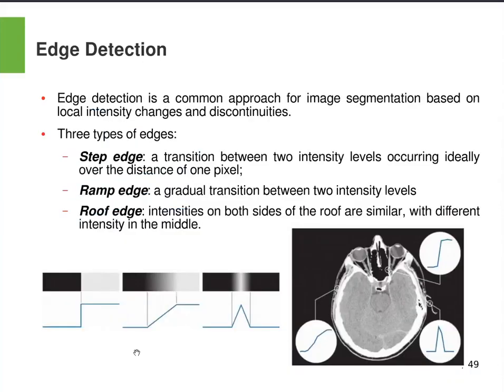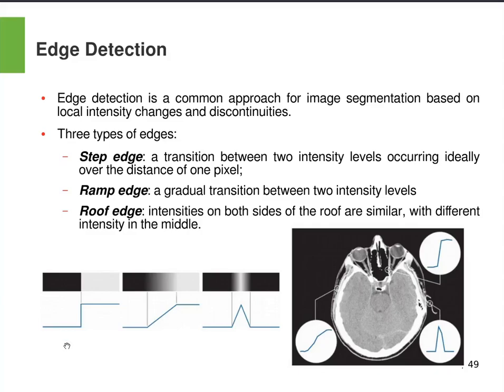So let's take this to the next level and talk in more general terms. Here I want to talk about edge detection. Edge detection is a common approach for image segmentation based on local intensity changes and discontinuities. There are 3 different types of edges in images. We can have step edges, in which a transition between 2 intensity levels usually occurs ideally over the distance of 1 pixel. This is an example of an ideal step edge.